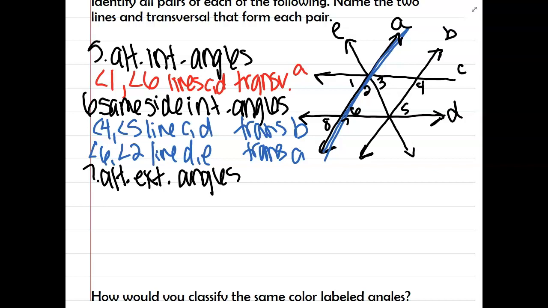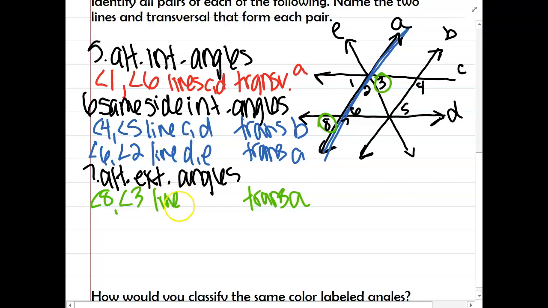Angle 8 and angle 3. Now, angle 3, I'm not sure that one would work because it's on the inside, I think. Okay, let's do that. Angle 8 and angle 3, we have 3 examples, right? Okay, so angle 8 and angle 3 would be on the alternate sides of transversal A, and then what lines are creating them? That would be D and E. Yeah, lines D and E.